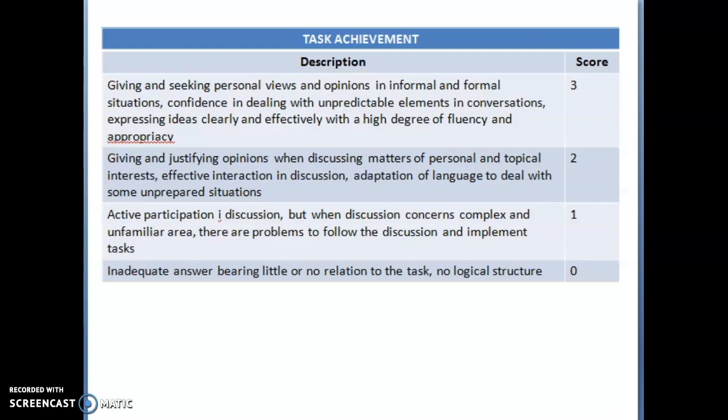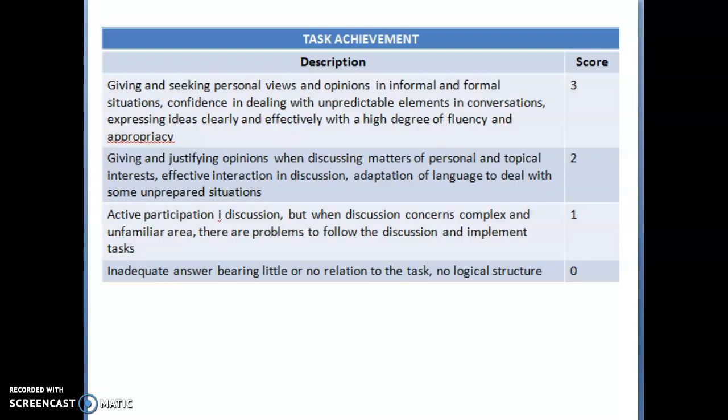Giving and seeking personal views and opinions in formal and informal situations, confidence in dealing with unpredictable elements in conversations, expressing ideas clearly and effectively with a high degree of fluency and appropriacy. Score 4. Giving and justifying opinions when discussing matters of personal and topical interest, effective interactions in discussions, adaptation of language to deal with some unprepared situations. It is score 3.